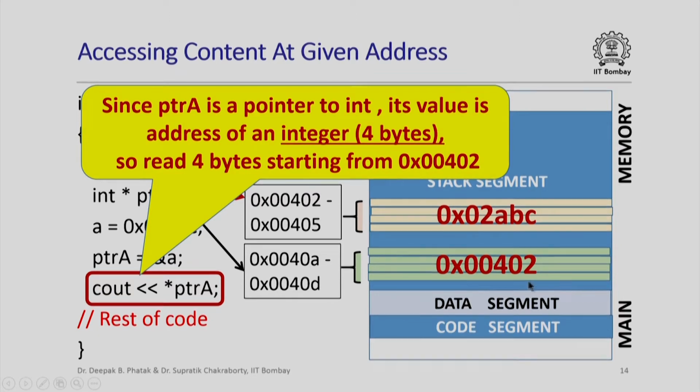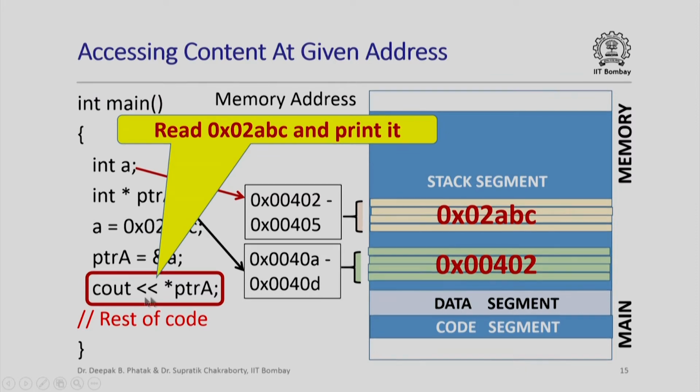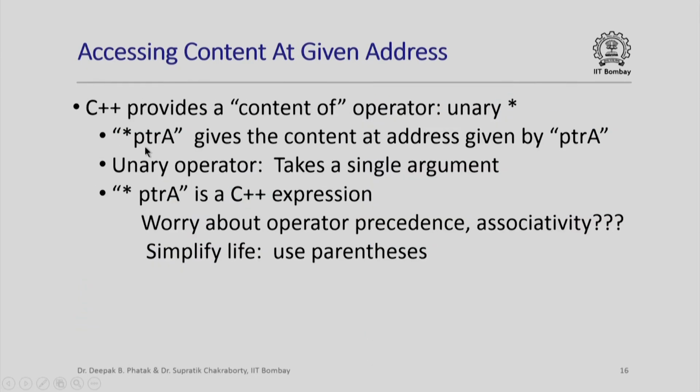Therefore, when I pick up the address from the value of pointer A and try to go and access that memory location, I am trying to read an integer, and since an integer requires 4 bytes, I must read 4 bytes starting from the location hex 00402, which is the address given by the value of pointer A. So this statement reads 4 bytes starting from the memory location at address hex 00402. So basically it reads hex 02 ABC and then it prints it out. So that is what the star operator does. It gives the content at the address given by whatever value pointer A has.